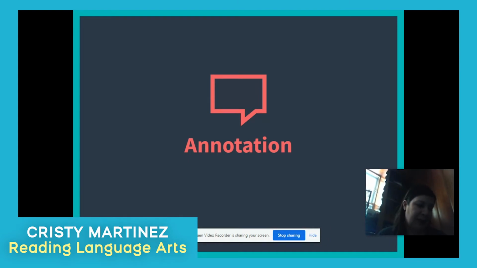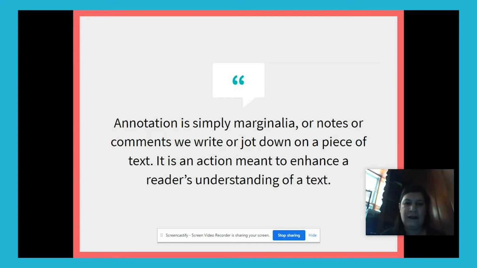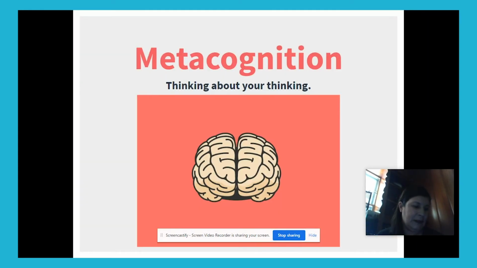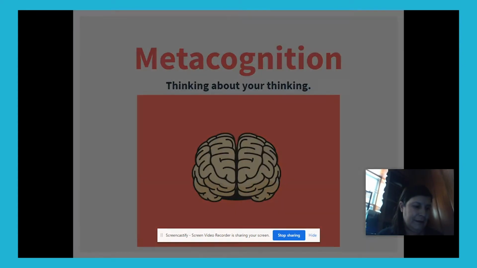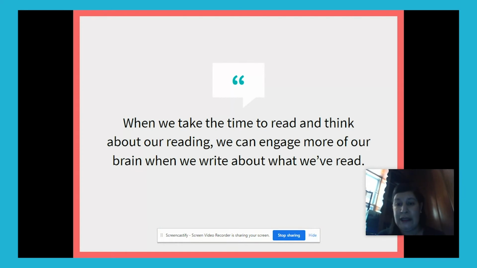Today I'm here to talk to you about annotation. Annotation is simply marginalia or notes or comments we write or jot down on a piece of text. It is an action meant to enhance a reader's understanding of a text. How, you might ask? It comes back to a word that I've explained to many students over the years. That word is metacognition. It may sound like a challenging word, but it basically means that you are thinking about your thinking. When we take the time to read and think about our reading, we can engage more of our brain when we write about what we've read.